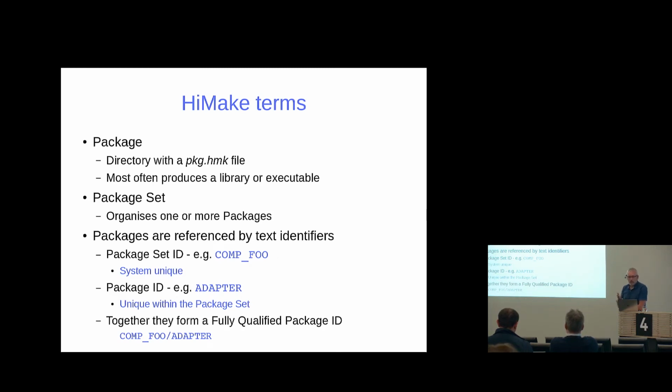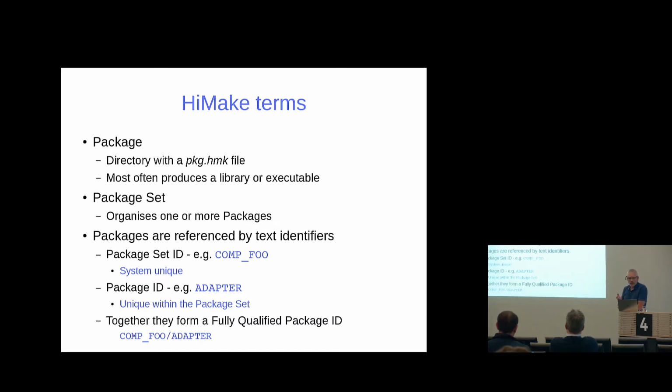Okay, in regard to HiMake, we have some vocabulary or terms. I already said we have this package, which is a directory with a HiMake file. Most often, a package produces a library or an executable. Then we have a package set that organizes one or more packages. These packages are referenced by text identifiers. You saw that before, but here comes a better explanation. These identifiers consist of a package set ID, say compfu, and that is system unique. We have a kind of librarian that allocates these.